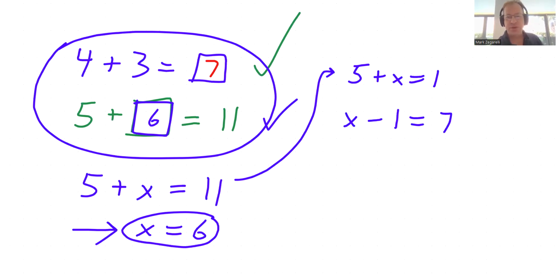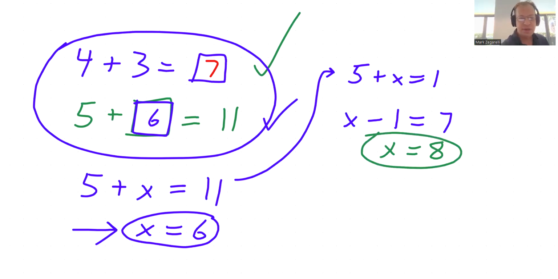And so the answer here is, let me put my answers in a different color. The answer here is x equals 8, because 8 minus 1 equals 7. So we found the answer that x equals 8. Okay. And then switch back to purple.